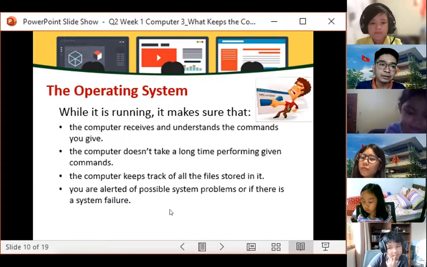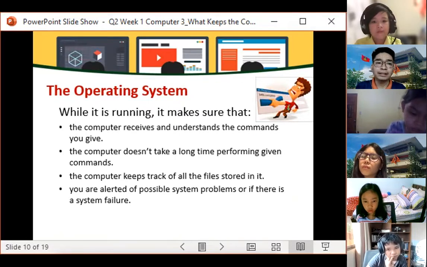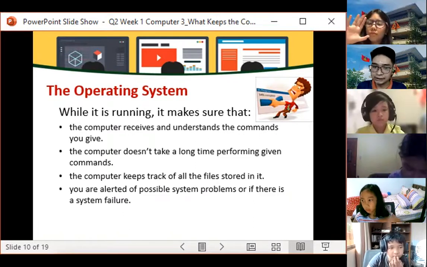Okay. While it is running, it makes sure that, ano yung mga ginagawa ni operating system habang tumatakbo siya, kindly read, Sachi.